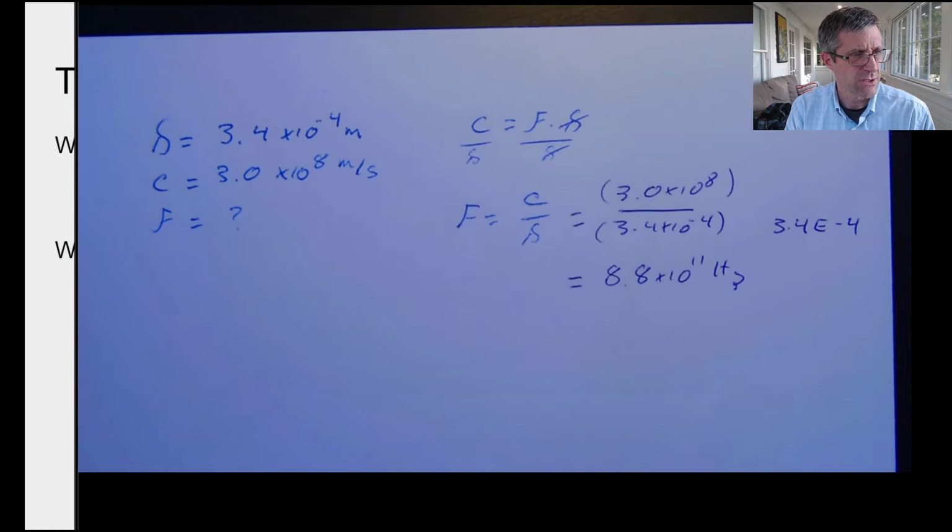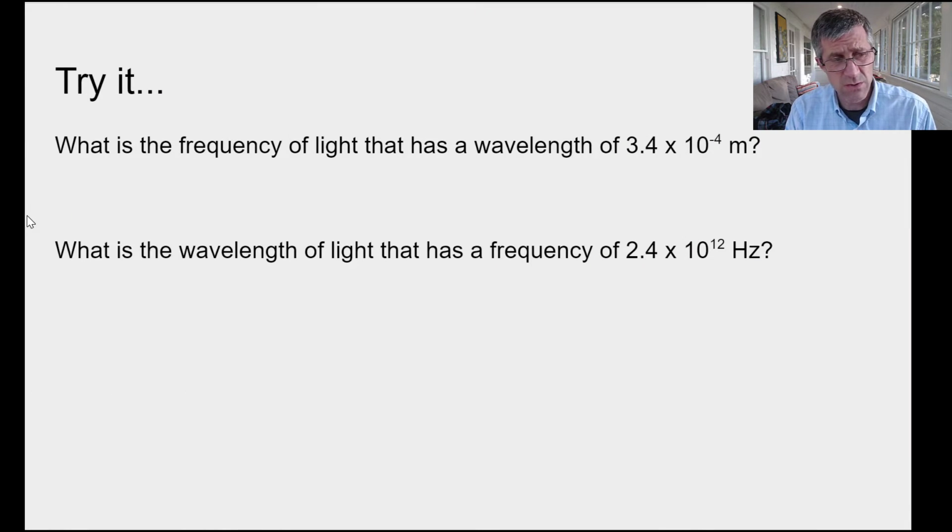So I was given wavelength. I wanted to get the frequency. So we could do the other side. So I'm given the frequency and I want to find wavelength. So the second question says what is the wavelength of light that has a frequency of 2.4 times 10 to the 12th hertz, right? So big numbers.